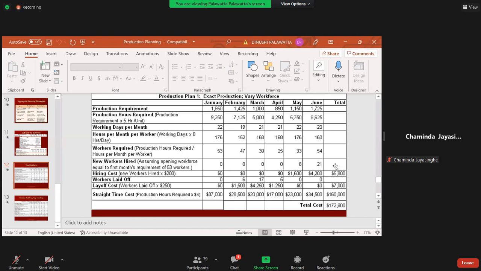So when you add the hiring cost, you have 1,600 plus 4,200. That is 5,800 hiring cost. When you add the layoff cost, 1,500, 4,250, 1,250, it becomes 7,000. And when you add the straight time cost, you get 160,000. So adding all these costs, you get 172,800 as the total cost of the plan. Okay, total cost of the plan. So if you have questions, you can ask.